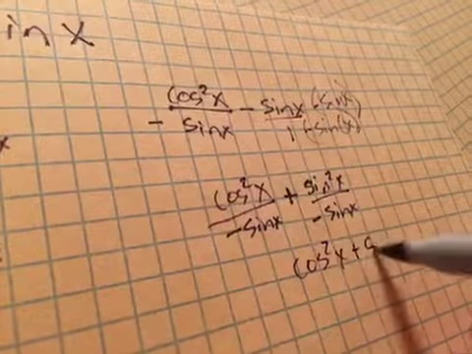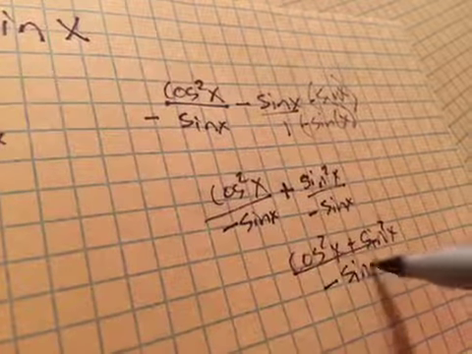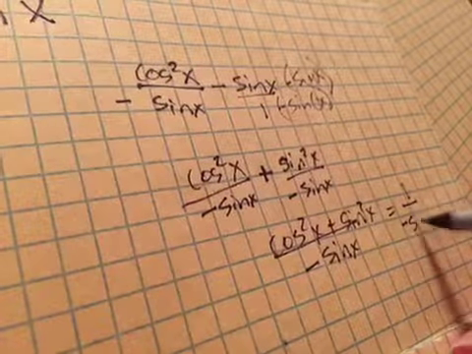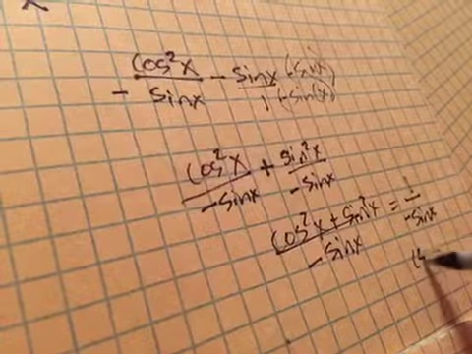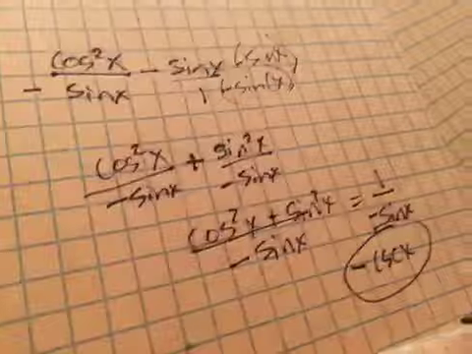Cosine squared of x plus the sine squared of x over the negative sine of x. Well, cosine squared plus sine squared is equal to 1, so 1 over negative sine of x. One over the sine of x is the cosecant of x, but it's negative. So the answer is negative cosecant of x.